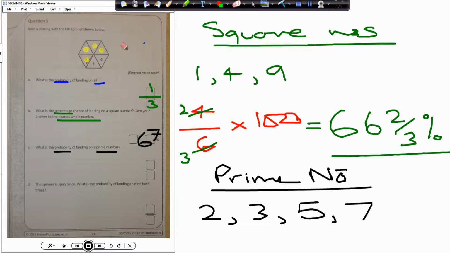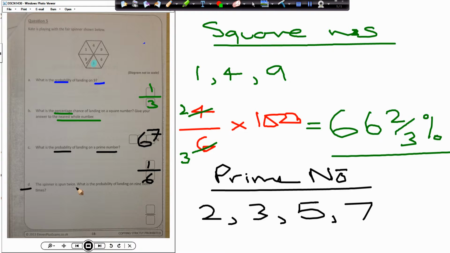Okay, hang on 1 second. Let's rub these ones off over here and get a highlighter. Let's have a look at what we've got: 2, 3, 5, 7. Do we have a 2? No. Do we have a 3? Yes, 3. Do we have a 5? No. Do we have a 7? No. Okay, so how many numbers do we have which are prime numbers? We have 1 out of 6. Okay, that's done. Lovely.